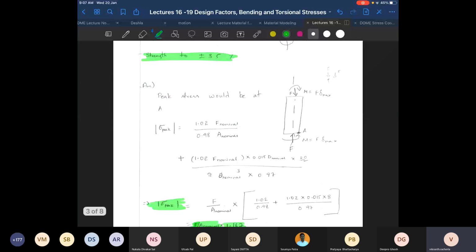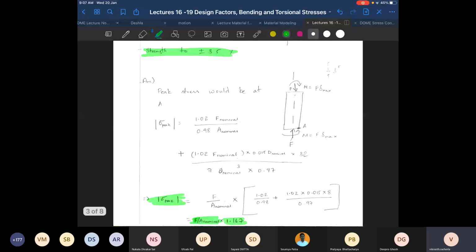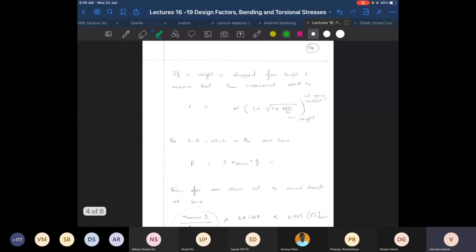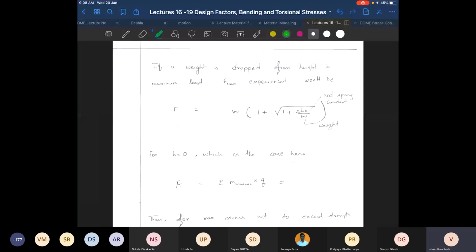Weight, strength of the material. But then you see, very quickly you are ending up with a design factor of 1.167. And in fact, if the load is not a force but a weight which you are going to drop onto this particular column, then there will be a dynamic effect.